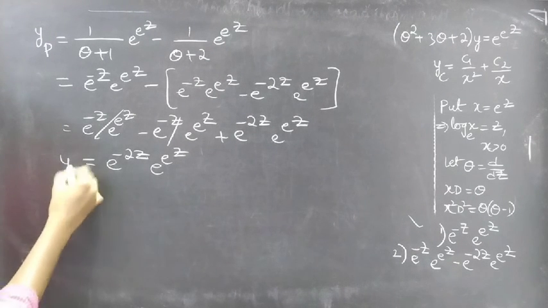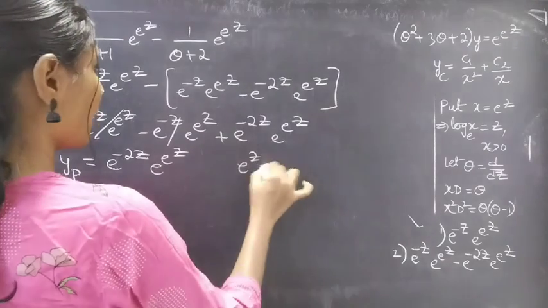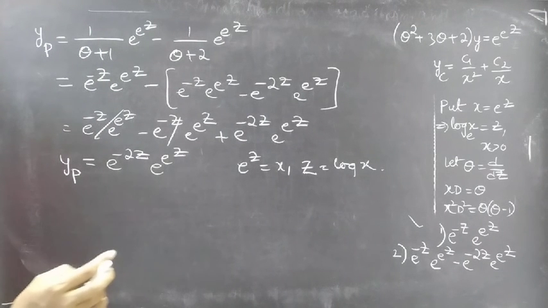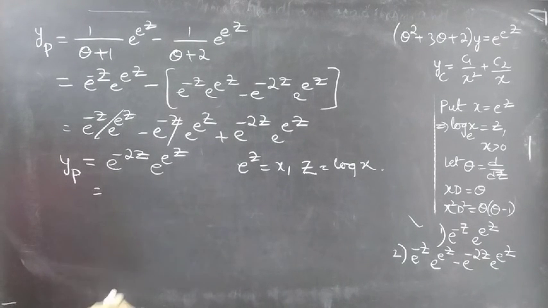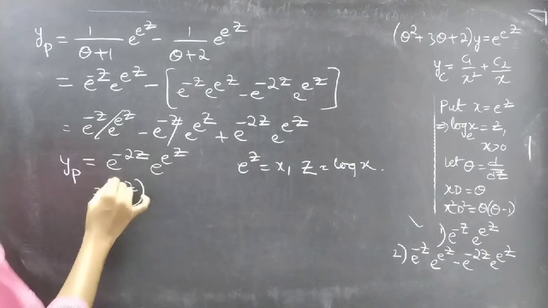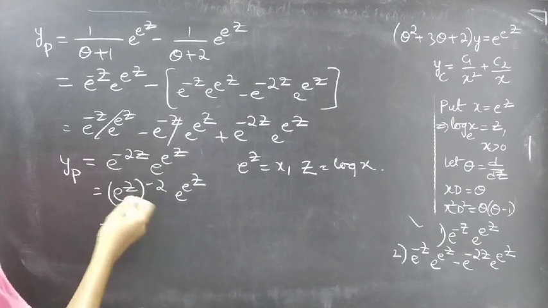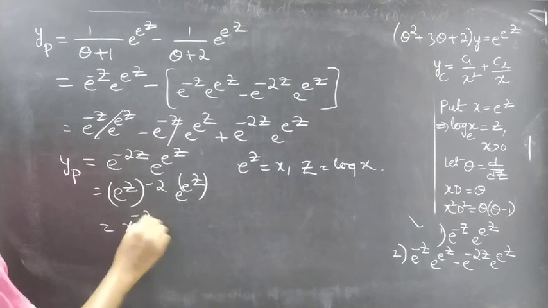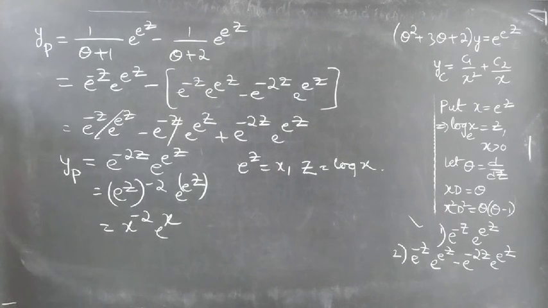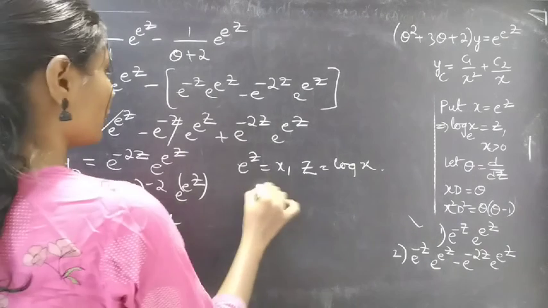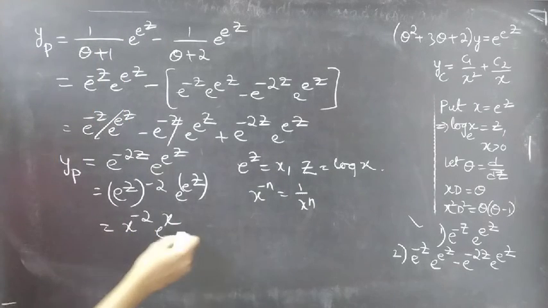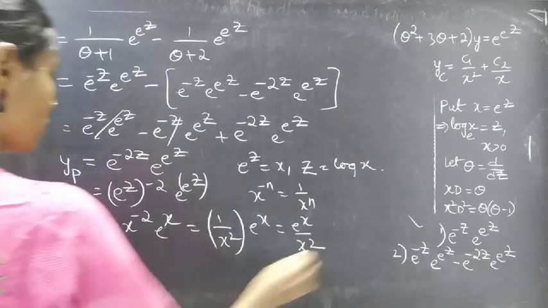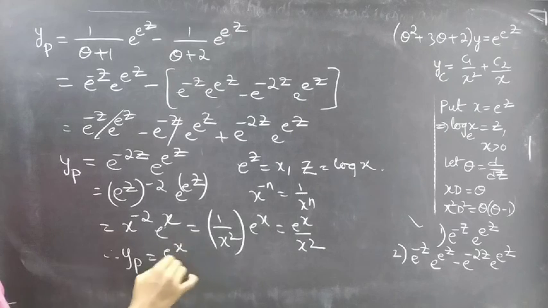Now we have yp in terms of z. We need to write it in terms of x by replacing e power z by x and z by log x, right? So let's replace e power z by x. In order to do that, we need to write e power minus 2z as (e power z) whole power minus 2, into e power z. Now replace e power z by x. Yp becomes x power minus 2 into e power x. We know that x power minus n can be written as 1 by x power n. Then we can write x power minus 2 as 1 by x square, so yp equals e power x by x square.